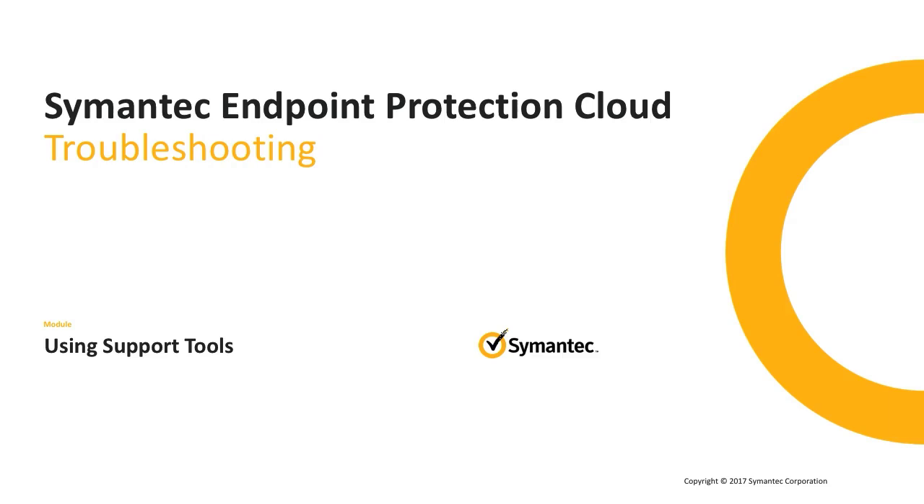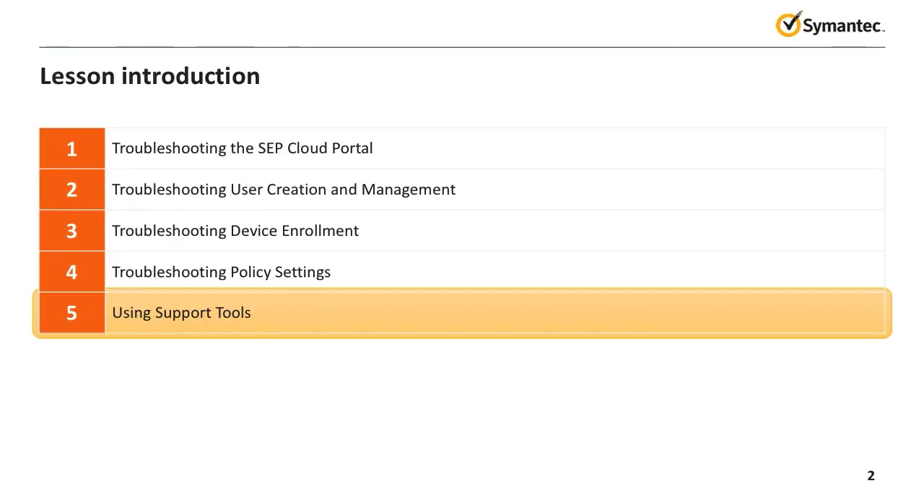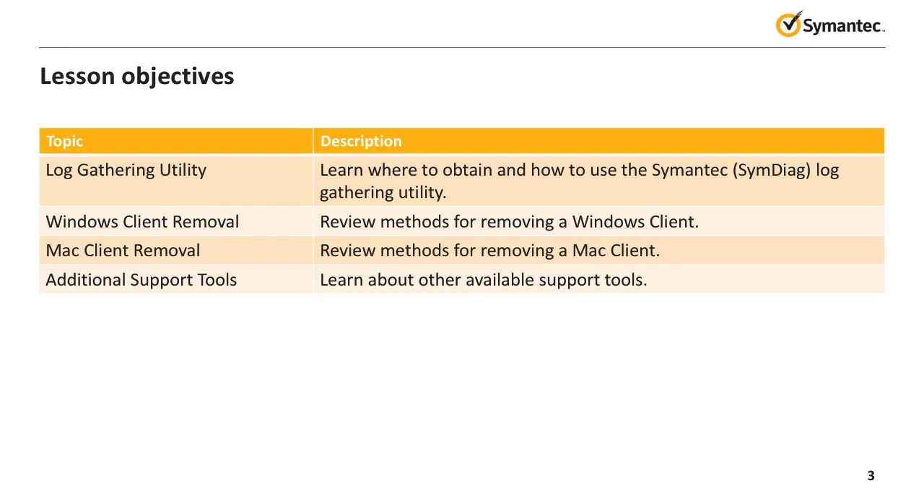Welcome to the Using Support Tools lesson of the Symantec Endpoint Protection Cloud Troubleshooting training course. This is the Using Support Tools lesson. In this lesson, you will learn where to obtain and how to use the Symantec SymDiag log gathering utility. You will also review methods for properly removing a Windows and Mac client and learn about a few additional support tools.